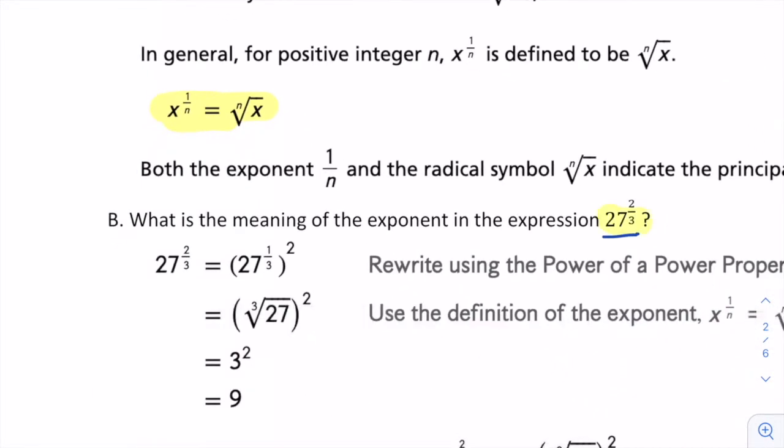Now let's look at 27 raised to the 2/3. We can rewrite this as 27 raised to the 1/3, squared, and we know the cube root of 27 is 3. So 3 squared equals 9.